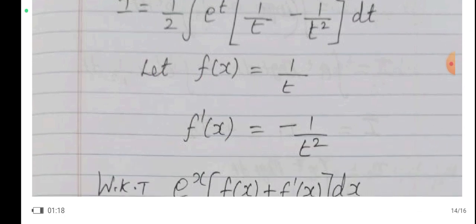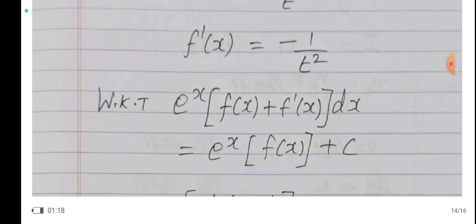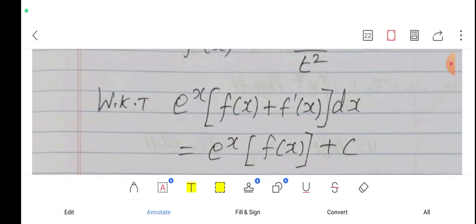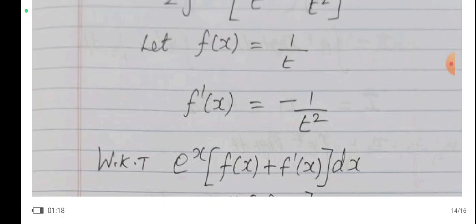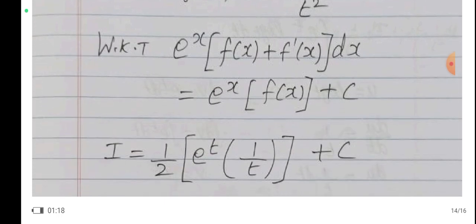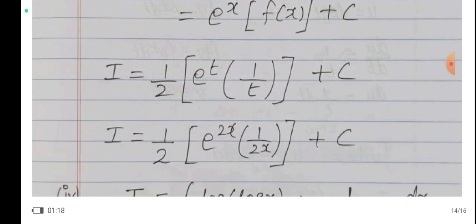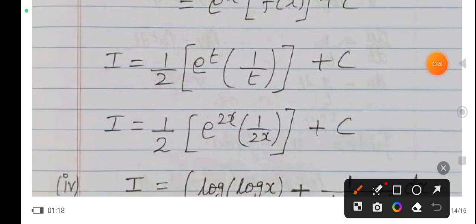So f of x is 1 by t, and f dash of x is minus 1 by x square. So here instead of x it is t. So f of x is 1 by t now, and f dash of x is minus 1 by t square. Same formula: e power x, f of x plus f dash of x, equals e power x f of x plus c. So 1 by 2 outside, x is t, e power t, f of t is 1 by t, dt. Plus c is mandatory. Then wherever t is there, in that place apply 2x, children. 1 by 2 e power 2x times 1 by 2x plus c.